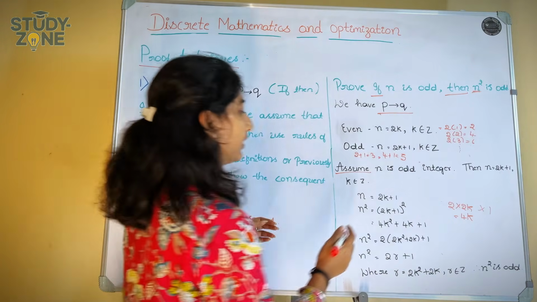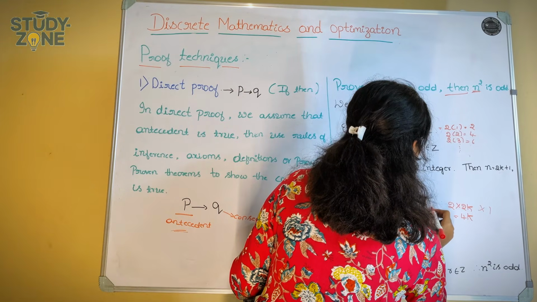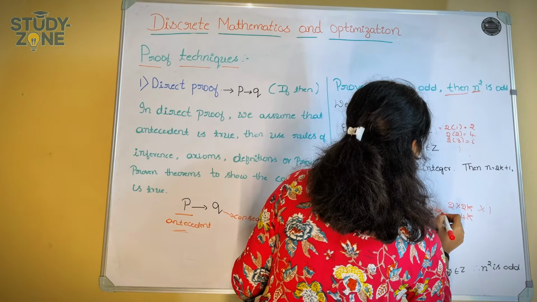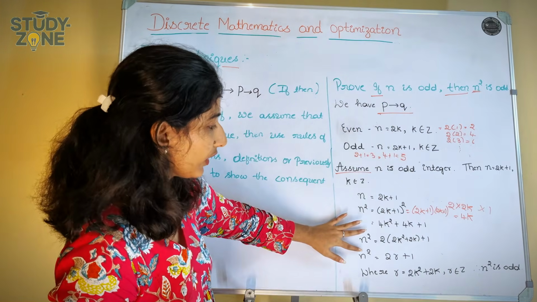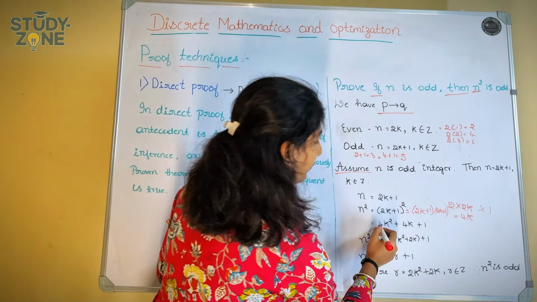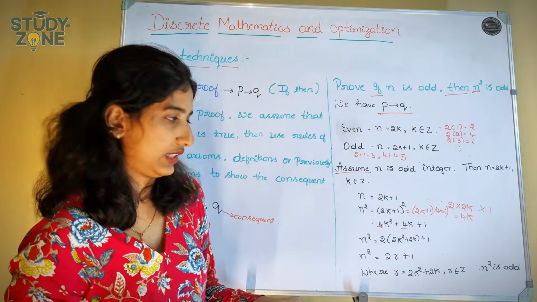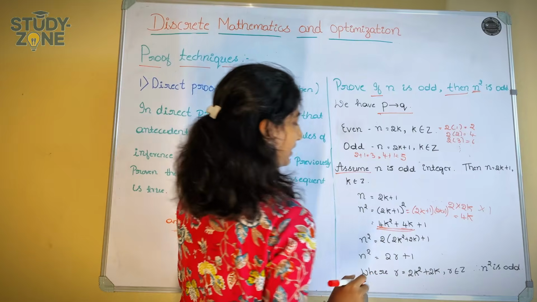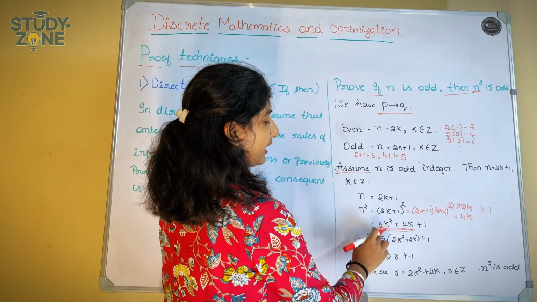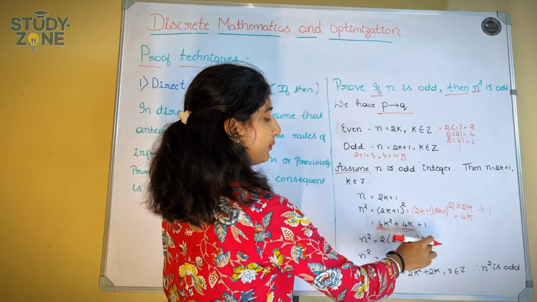If you feel it is confusing, you can take it as 2k plus 1 multiplied by 2k plus 1. That is also correct. Now we have 4 here, 4 here, so we can take 2 common outside. If we take 2 common outside, it will be 2k square plus 2k, and then plus 1.